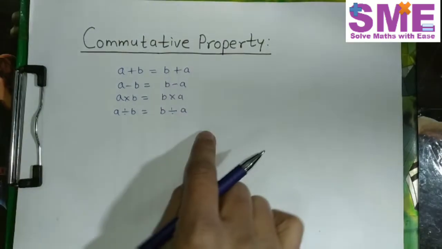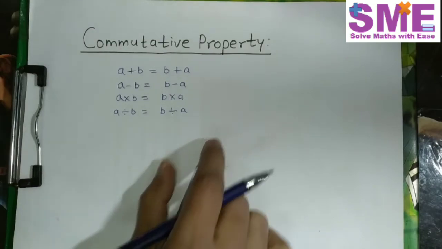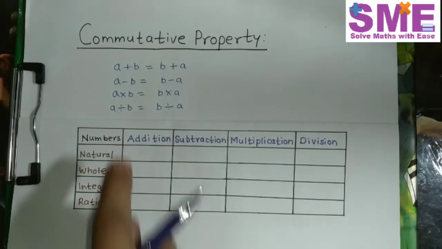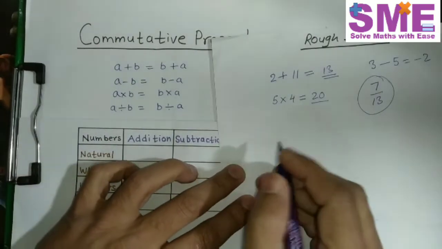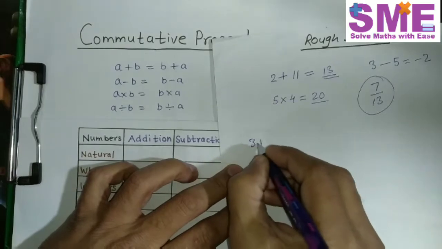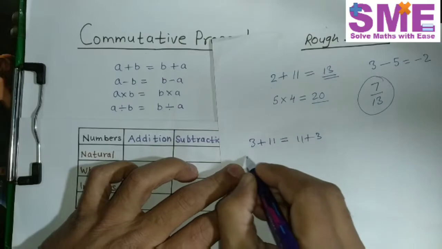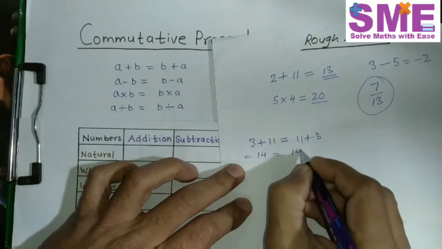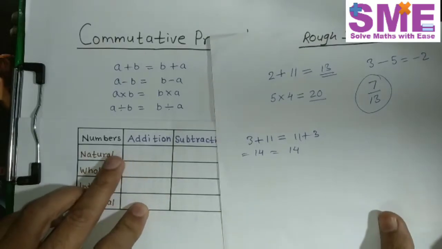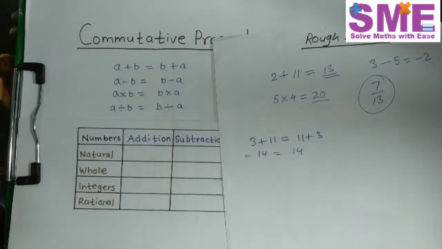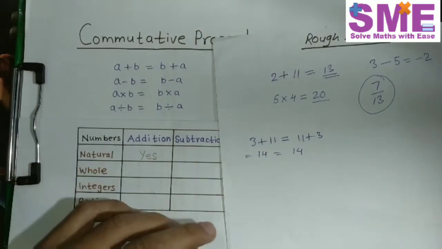So let us check all these four commutative properties for all our four types of numbers. First let us check for natural numbers. We'll perform the addition. For example, if we add 3 plus 11, will it be equal to 11 plus 3? 14, 14. So this property holds true for natural numbers. We'll say yes. Now let us check for subtraction.